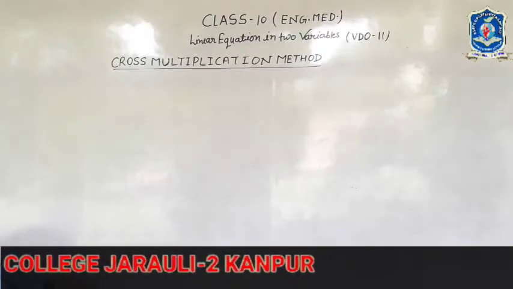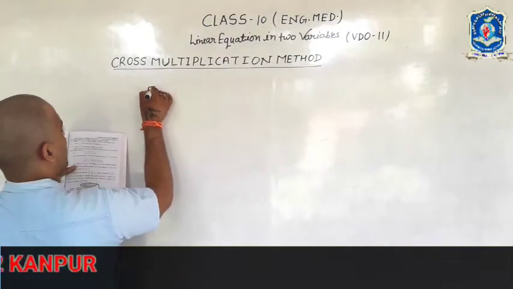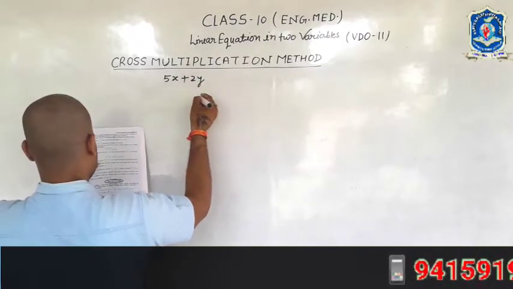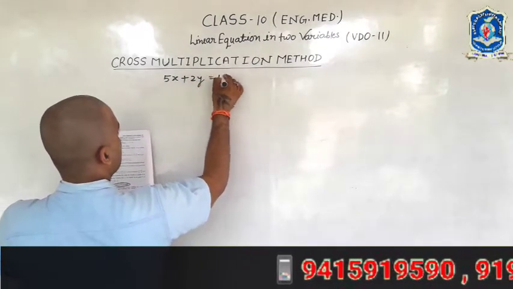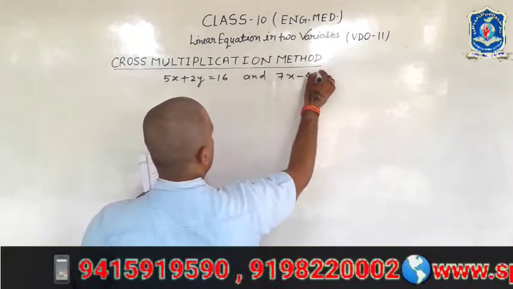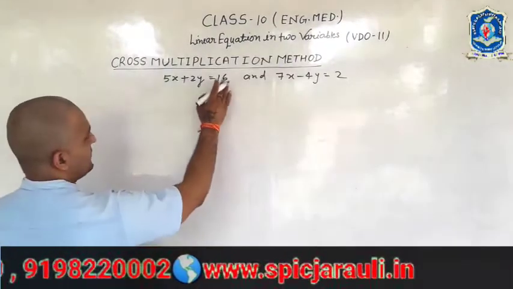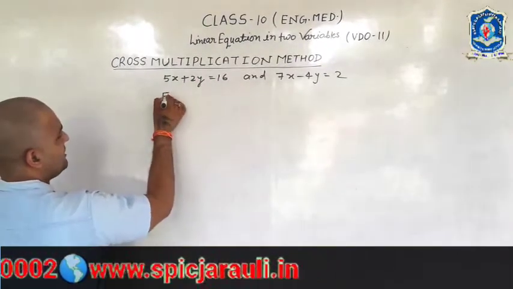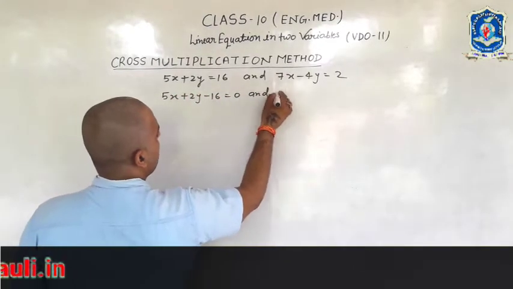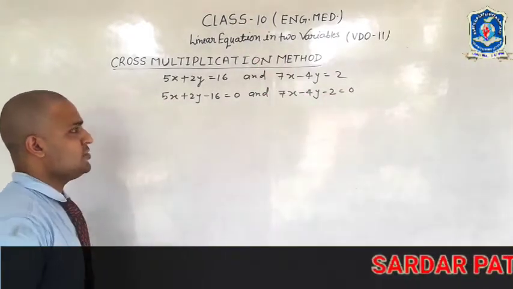The example is 5x plus 2y equals 16 and 7x minus 4y equals 2. First, we bring the constant term to the left side. That will be 5x plus 2y minus 16 equals 0, and 7x minus 4y minus 2 equals 0.